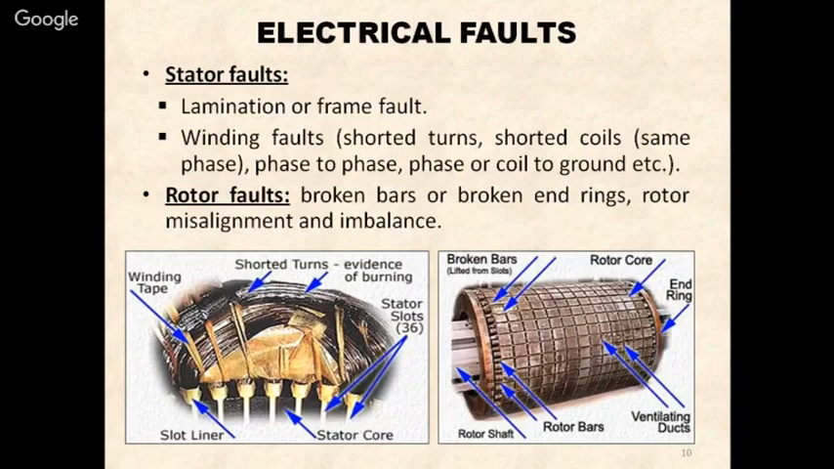Then we have electrical faults. In this we have lamination or frame faults and winding faults. Winding faults are caused by shorted turns. As you can see in the diagram, there are windings in the stator of the motor. If these windings get short circuited, then we have stator interturn shorts. These can be phase to phase, phase to coil, or coil to ground, etc.